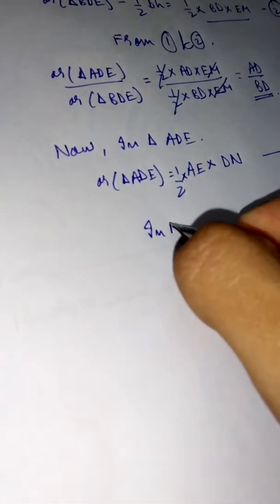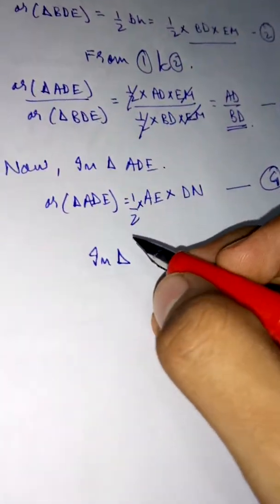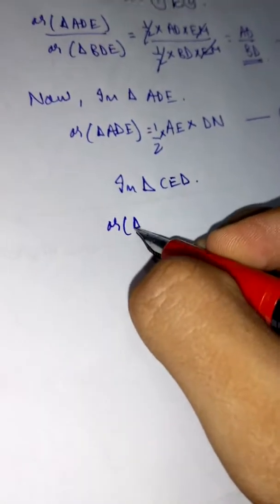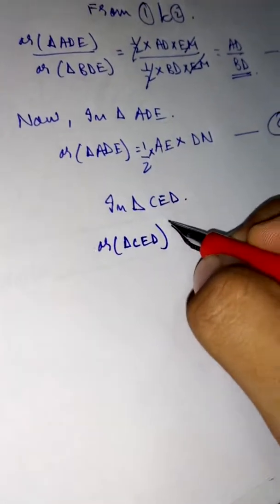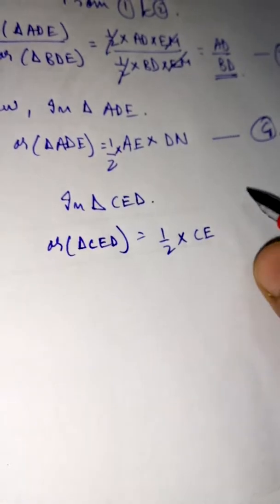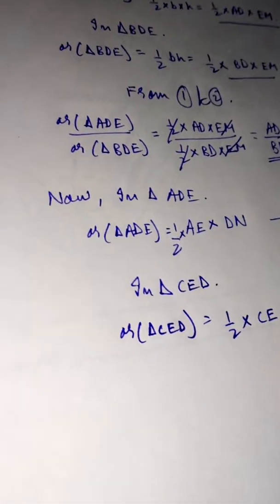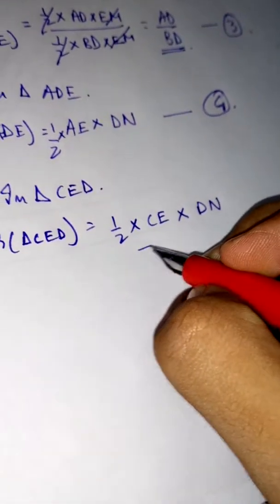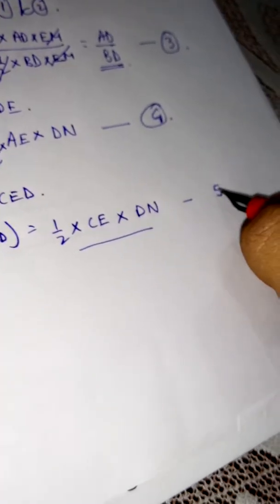In triangle CED, the area of triangle CED is half into base, which is CE, into DN, the common altitude. Let's take this as equation 5.